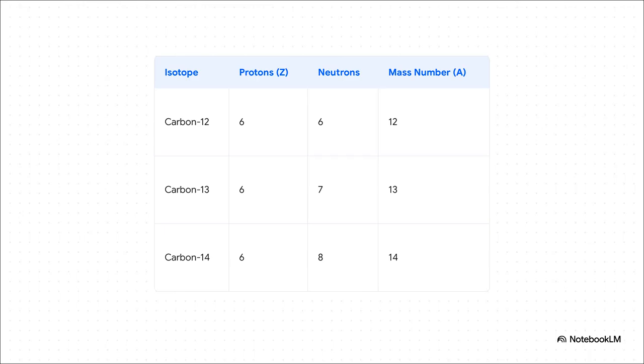Just look at the table. Every single one of these has 6 protons, right? That's what makes it carbon. That's its ID card. But check out the neutrons. Carbon-12 has 6 neutrons, but the heavier carbon-14 has 8 of them. They're all still carbon, just different versions with different weights.